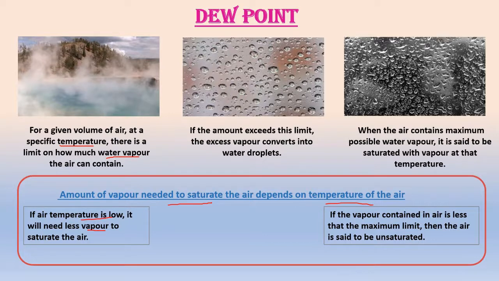If the vapor contained in air is less than the maximum limit, then the air is said to be unsaturated. Now at a particular given temperature, if the water vapor contained in that volume is less, then the air is said to be unsaturated. If the amount of vapor exceeds its limit, the additional water vapor will condense into water droplets.